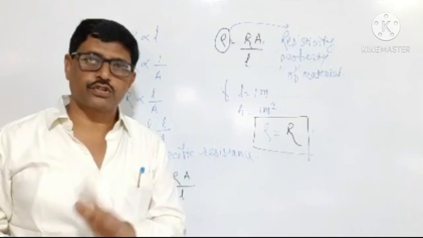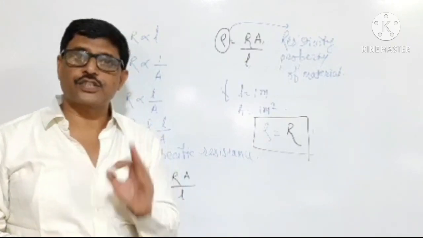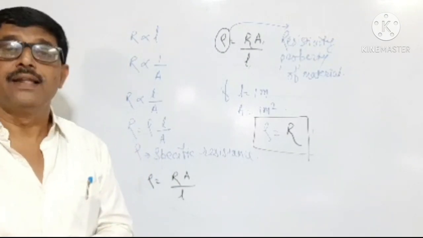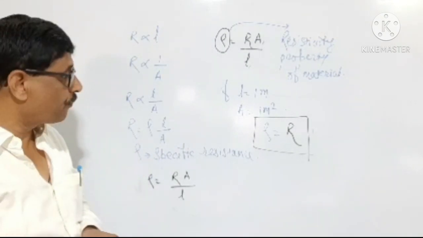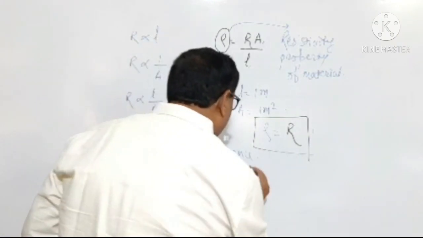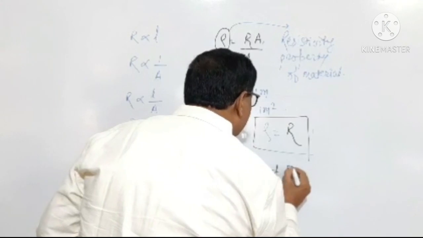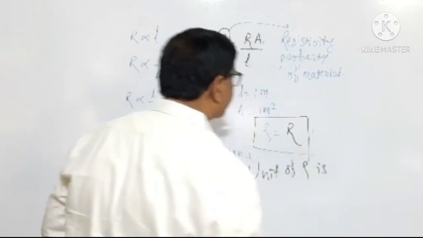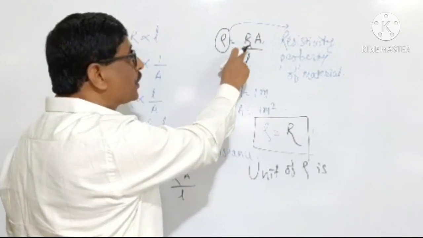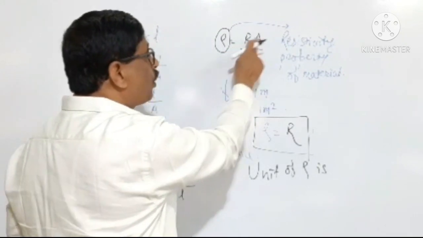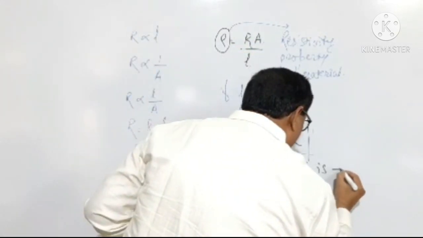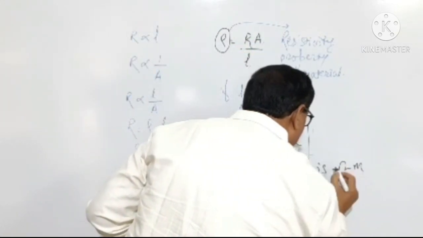Specific resistance is also defined as the resistance of a conductor of unit length and unit cross sectional area. It is the property of the material of which it is made up of, and the unit of specific resistance is, obviously, unit of resistance is ohm, unit of area is meter square, so ohm meter square divided by meter, therefore it will be ohm meter.